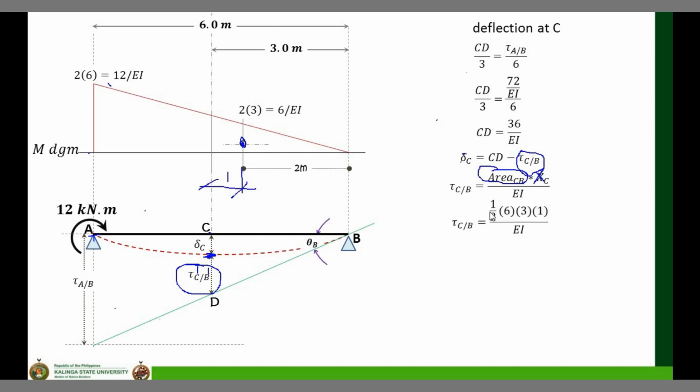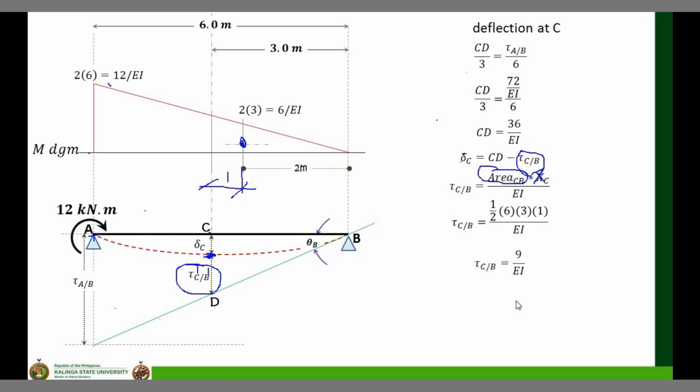So, if I'm going to substitute that here, the area of the moment diagram from point C to point B is 1/2 of your height. The height of my triangle is 6, and the base of my triangle is 3. The value of my XC is 1. If you input that in your calculator, your TCB is equal to 9 over EI.